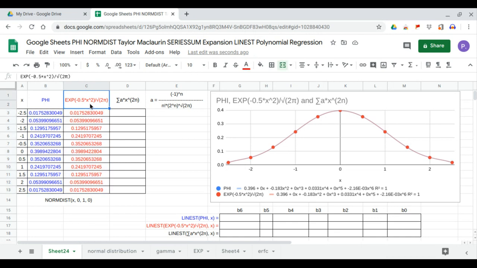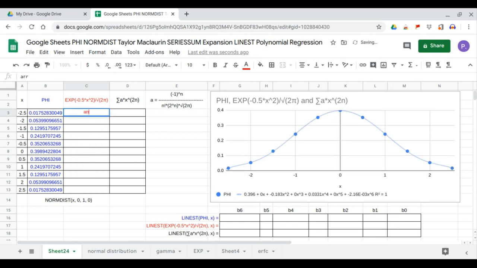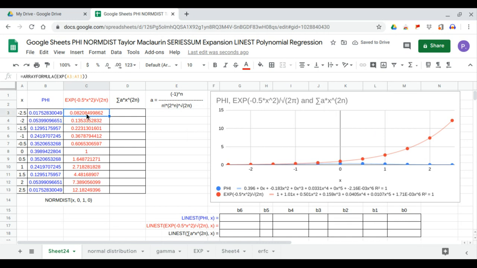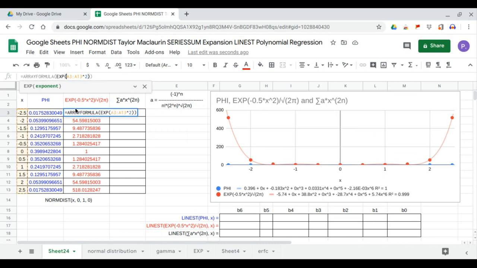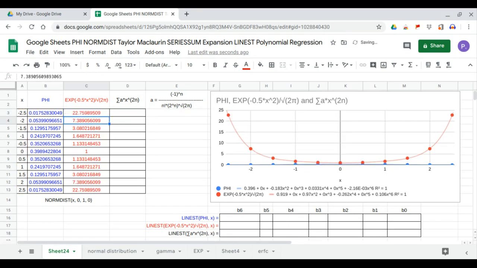We can also use the exponent function, where we have our formula, the exponent of the x values. And we factor in the square, so it's to the power 2. And we factor in the negative 0.5 times, and it's negative.